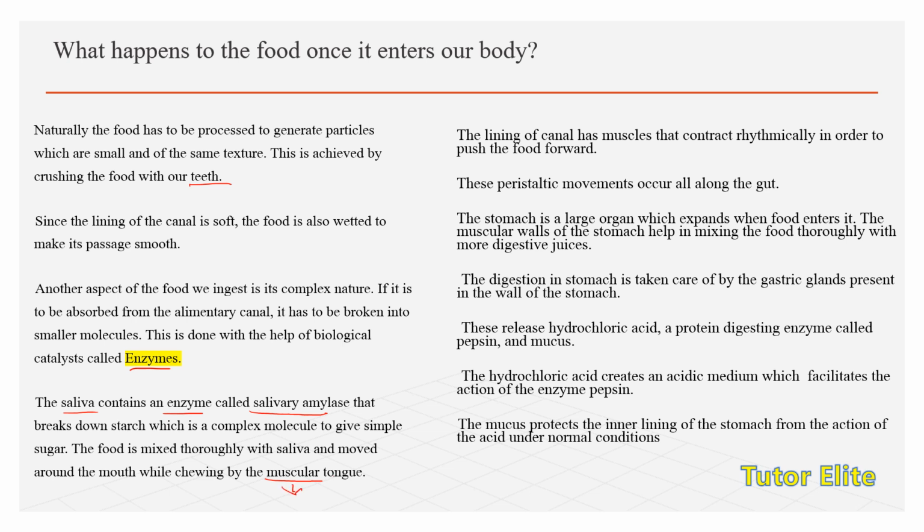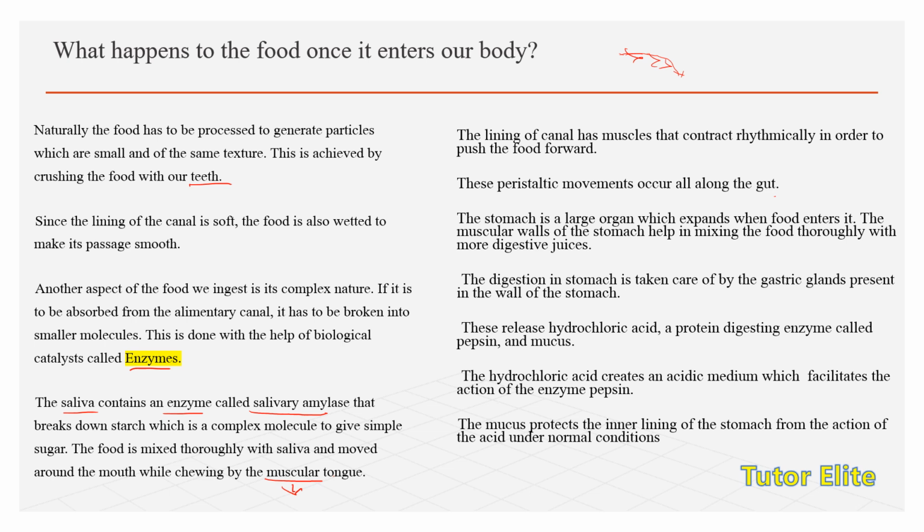Why is the tongue called muscular? Because it does not have bone. It is just made up of muscles. Next, the lining of the canal has muscles that contract rhythmically in order to push the food forward. See, when you eat food, your food is going forward. These peristaltic movements occur all along the gut.